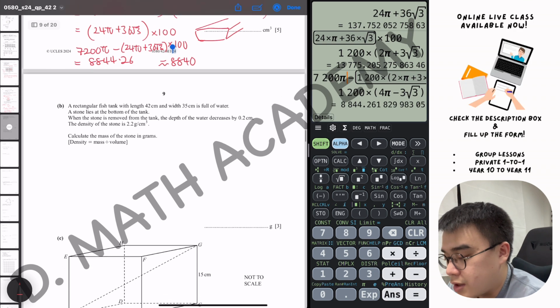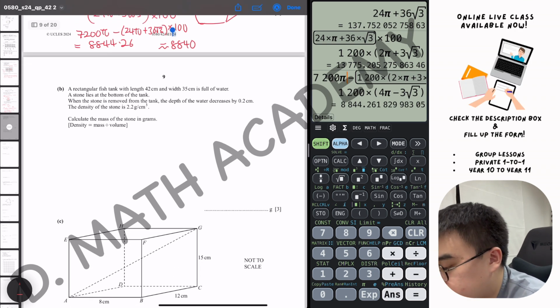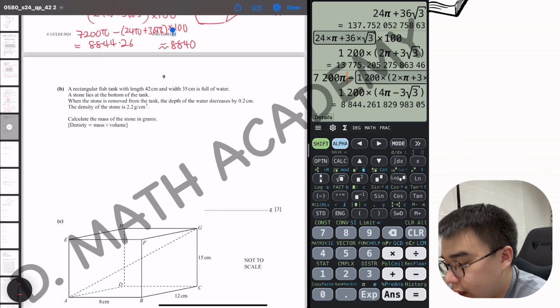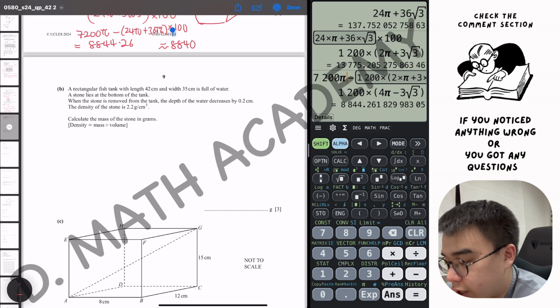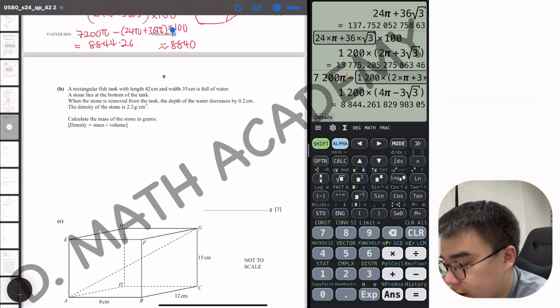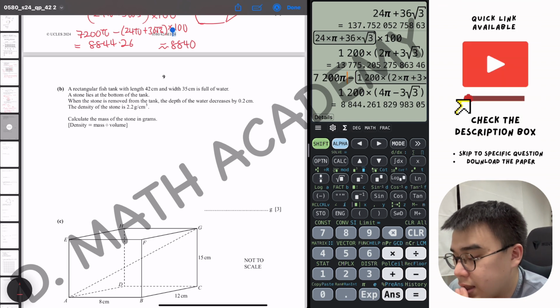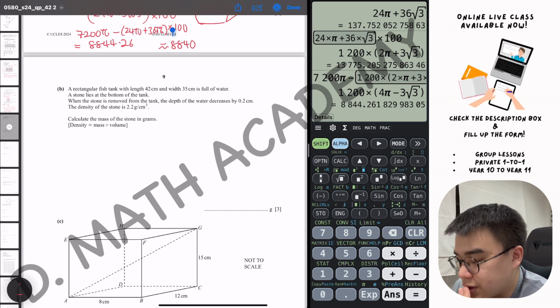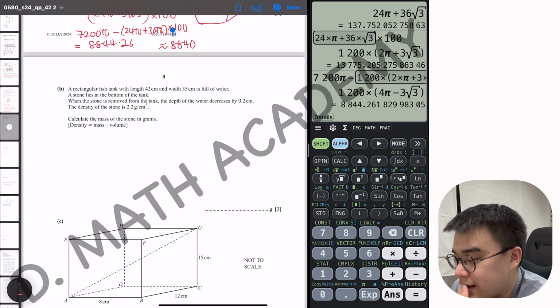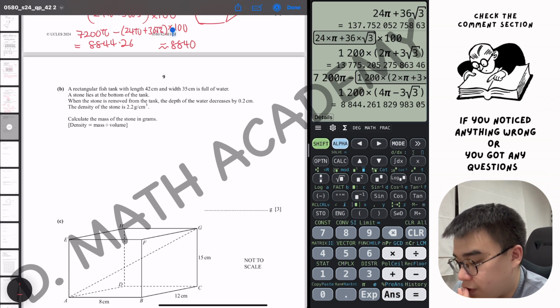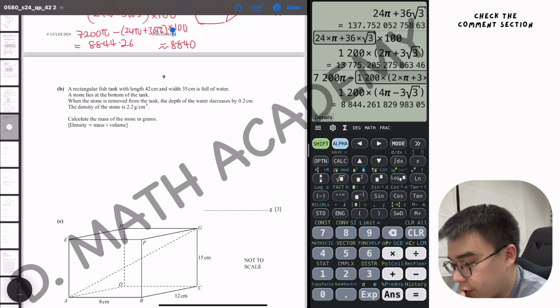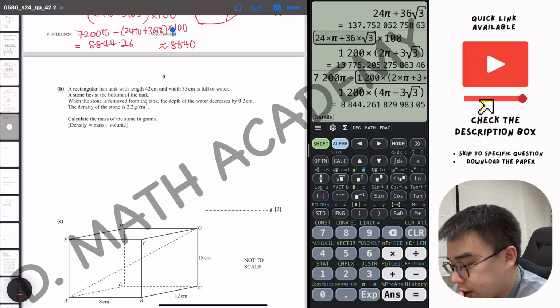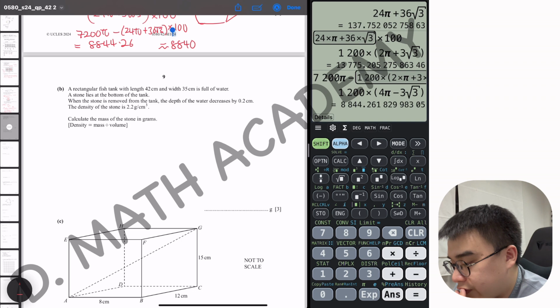Moving on to the next part, a rectangular fish tank with a length of 42 and width 35 was filled with water. A stone lies at the bottom of the tank. When the stone is removed, the depth of the water decreased by 0.2. And the density of the stone is 2.2 gram per cubic centimeter. It asks us for the mass of the stone, so we need to find the volume first.